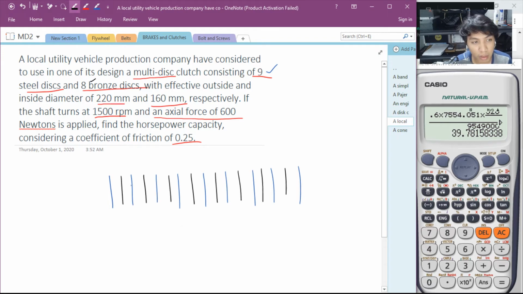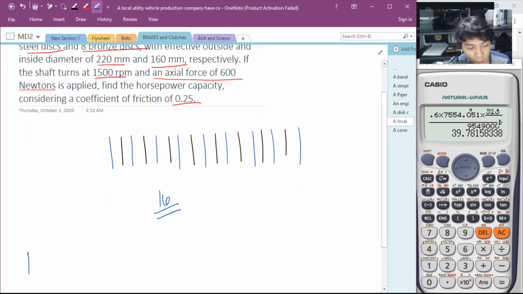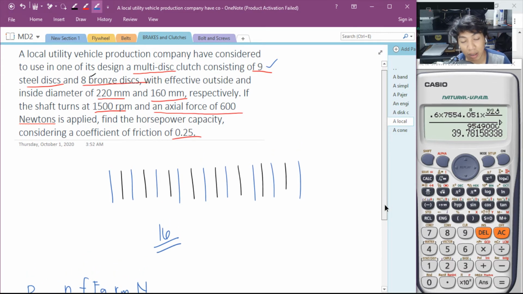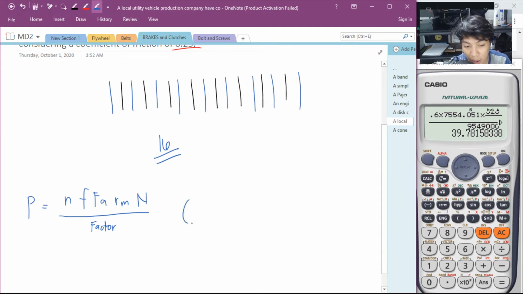So, you have 16 for the number of clutches na gagamitin mo. Okay. So, for the power, that is equal to N, F, multiplied to FA, RM, and then N, divided by yung factor. Ngayon, sinabi ba sa problem if this is new clutch or old clutch? Wala naman sinabi. As is, pag walang sinabi, ang gagamitin natin is uniform pressure method or a new clutch. We assume that it is a new clutch.